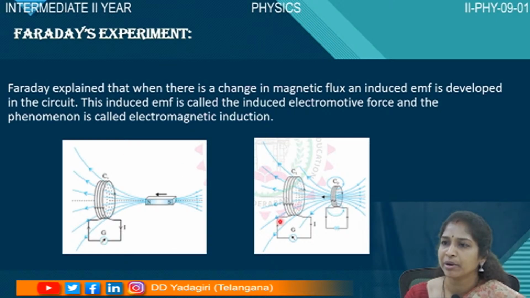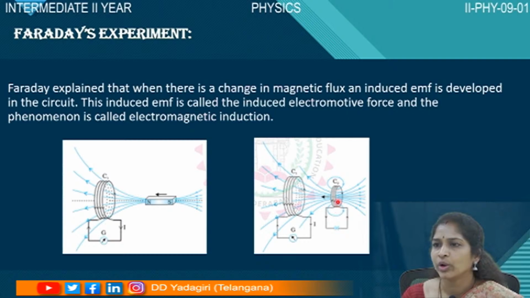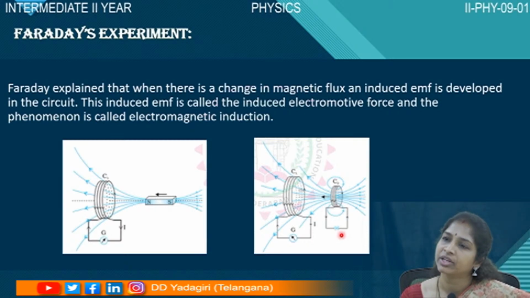And his second experiment is this. This is a coil, coil C1. This coil is connected to a galvanometer, and there is another coil that is connected to a battery. We know that when a battery is connected, current passes through the coil. So current passes through the second coil, coil C2. And we also know that according to Oersted's experiment, when current passes through a coil, it acts like a magnet. So now this coil is acting like a magnet.